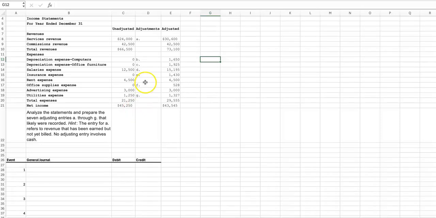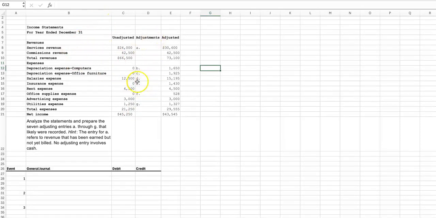Something that tripped me up at the start was what to do for the revenues. I realized that it's asking just for A. Because there was no change in the adjustments for the commission's revenue, there is no need to enter it again into the journal.